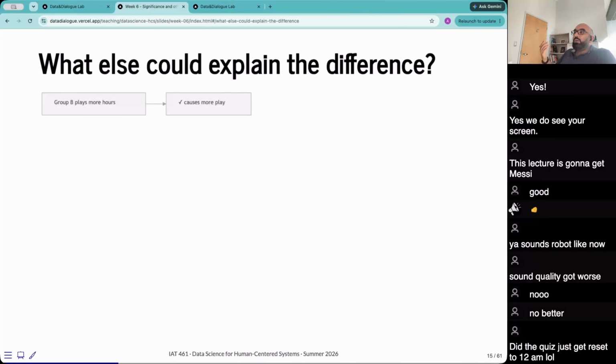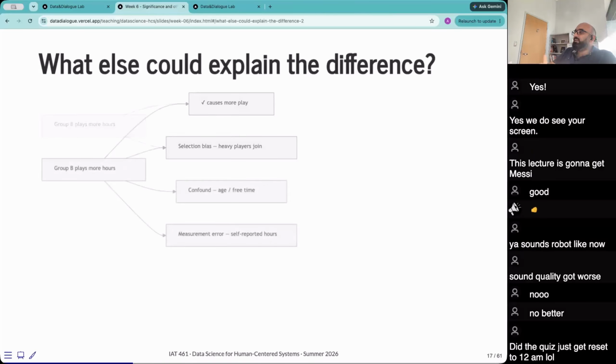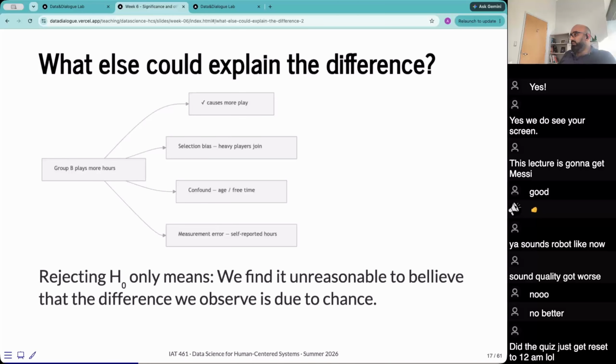But think about it. What else could explain the difference? Group B plays more hours because the league causes more play, but we can say we have a selection bias, heavy players join the conversation. We have some age differences, that's a confound. Age causes people to play less or more. We might have measurement errors. Okay, there are a lot of things you can have.